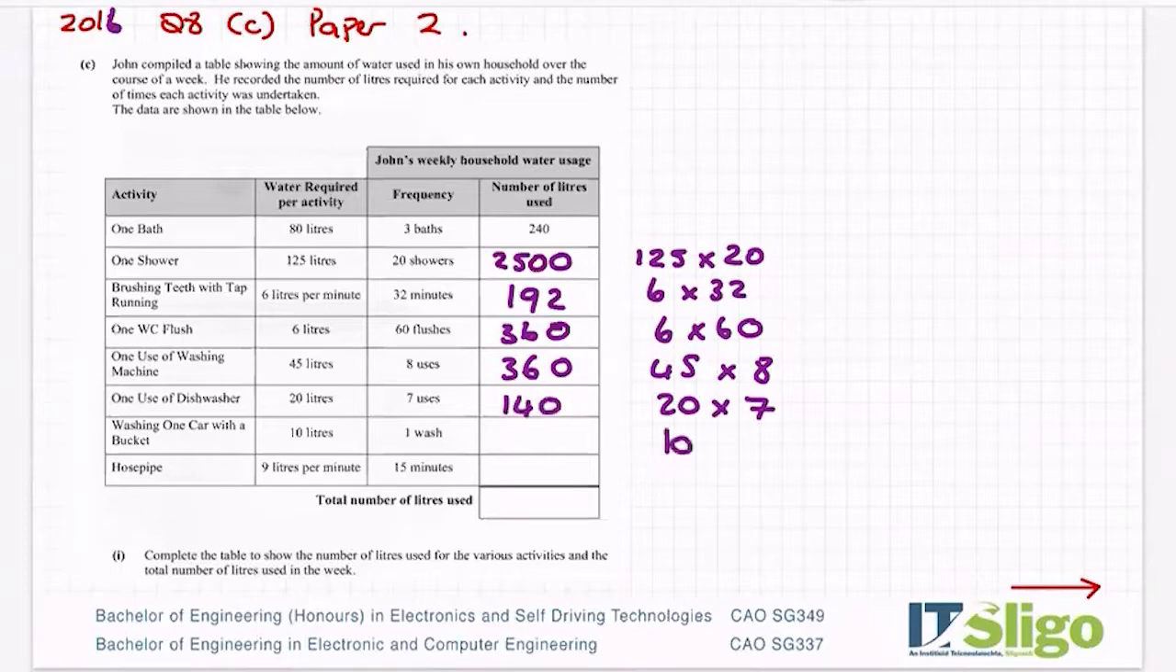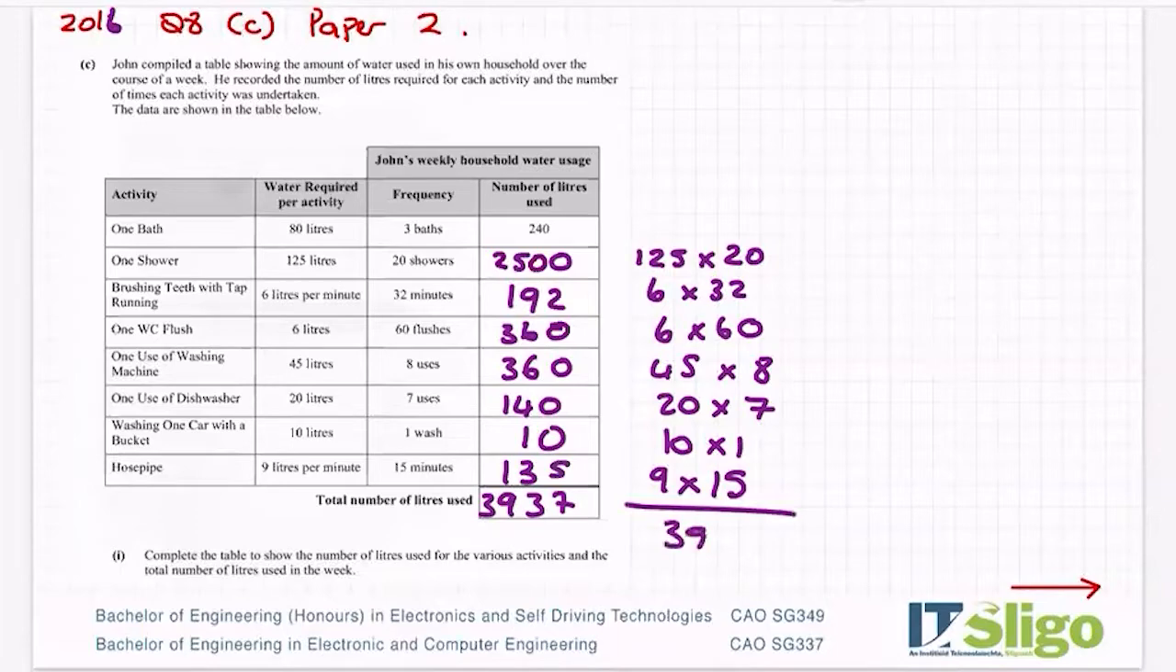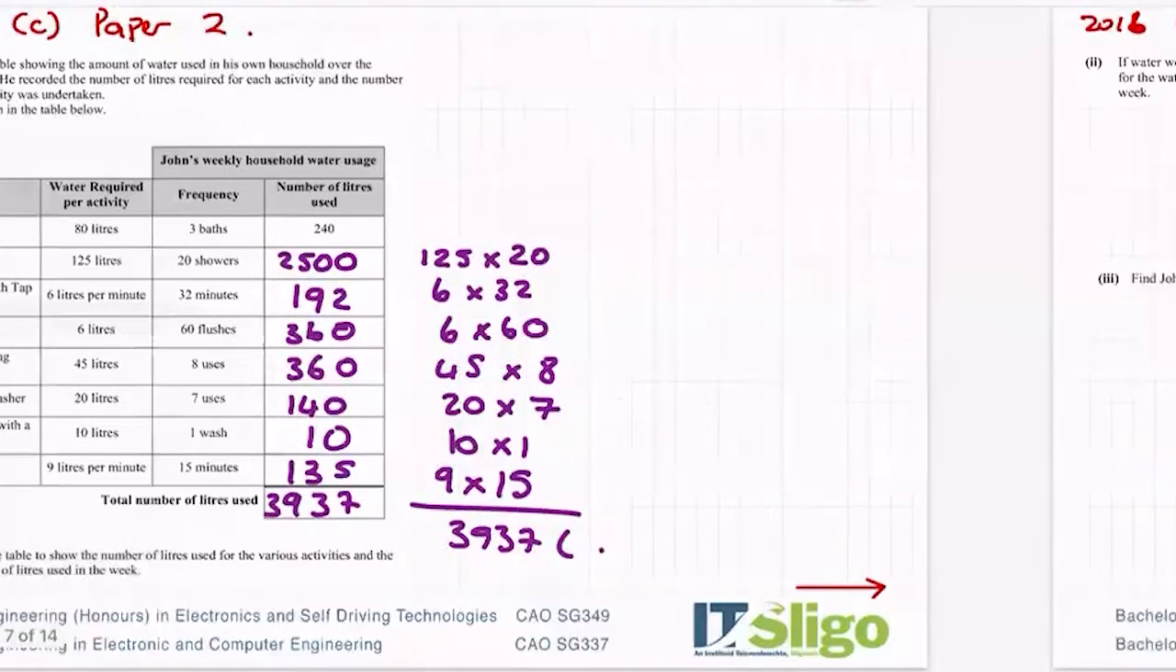Washing the car, 10 litres, and it's washed once, which is a 10. Oh, sorry, I have a hose pipe, 9 by 15, 135. So add them all up. 5 and 2, 7, 3, 4, 8, 14, 20, 29, 13. 3937 litres. Okay, that was all right.